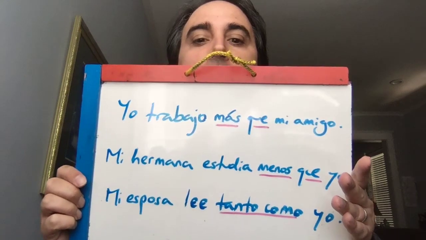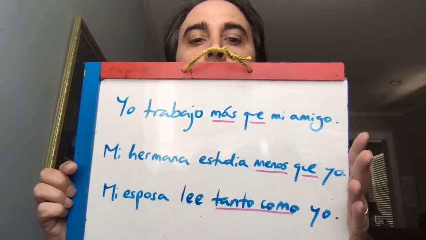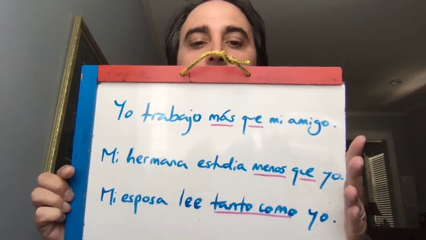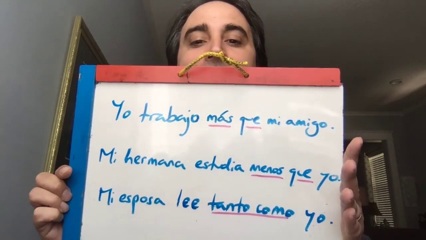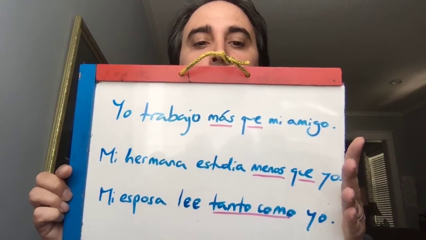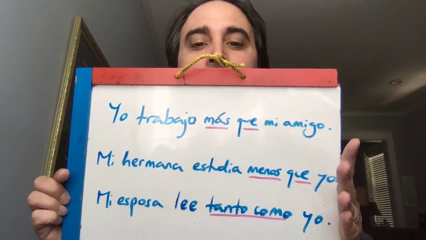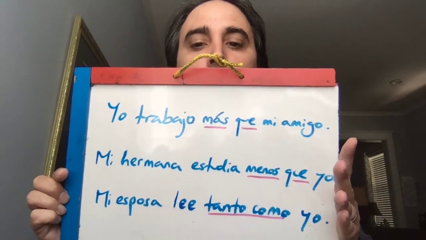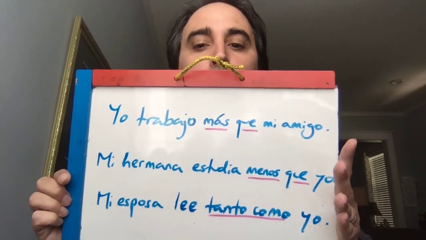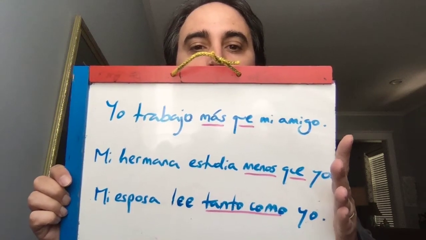Mi esposa lee tanto como yo. My wife reads as much as I. Mi esposa lee tanto como yo. Vamos a repetir esta frase. Mi esposa lee tanto como yo. Muy bien.